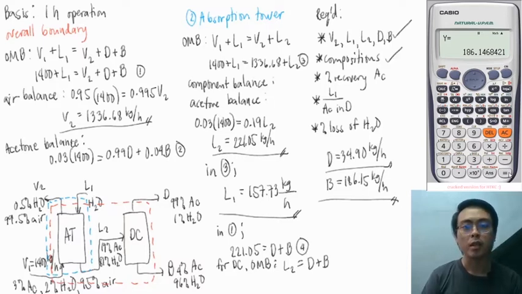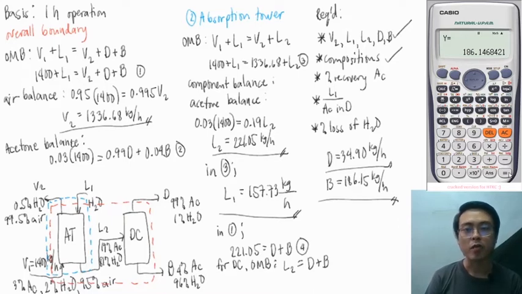Next, the percent recovery of acetone. If you take a look at our process, acetone is being recovered in the distillates because that is our main product, and it only contains 99% acetone, while your acetone enters in V1.